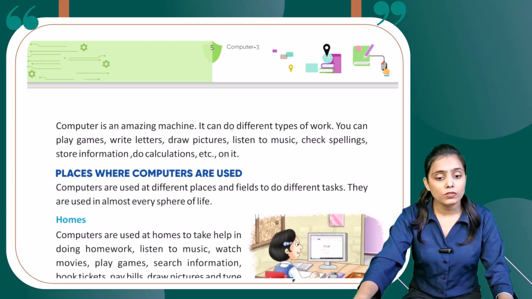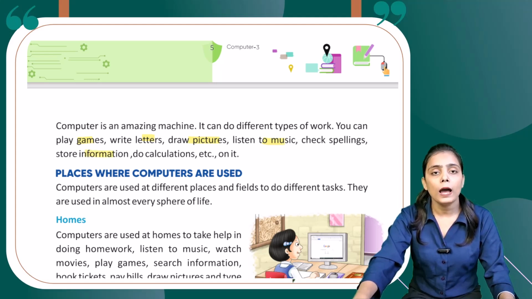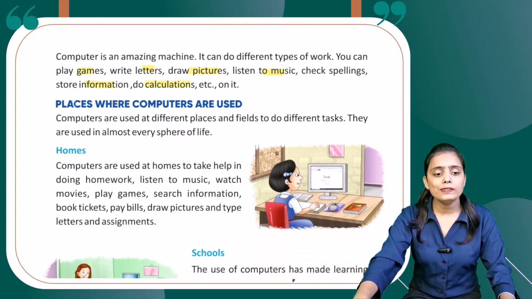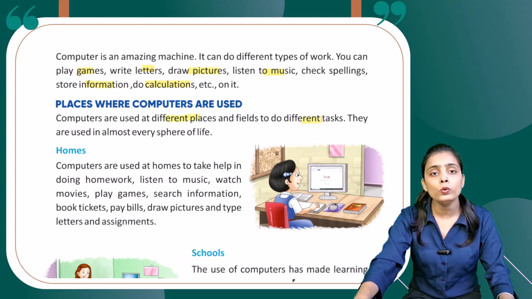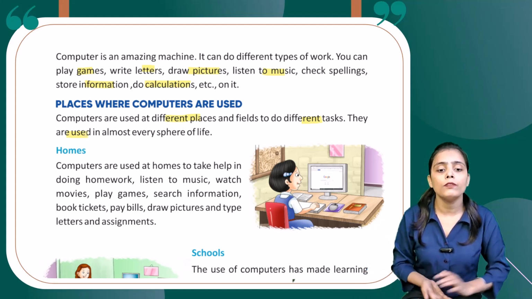Computer is an amazing machine. It can do different types of work. You can play games, write letters, draw pictures, listen to music, check spellings, store information and do calculations, etc. on it. So now let's see the places where computers are used. Computers are used at different places and fields to do different tasks, and they are used in almost every sphere of life.